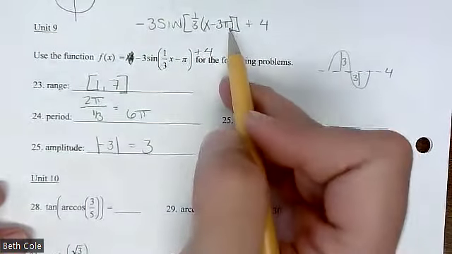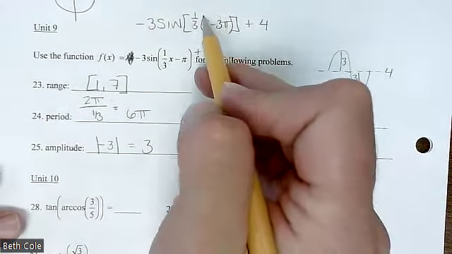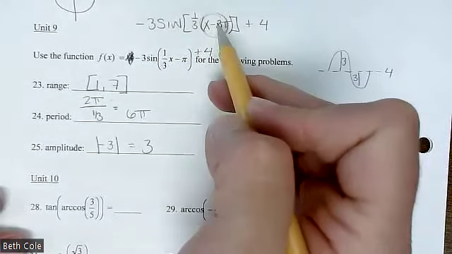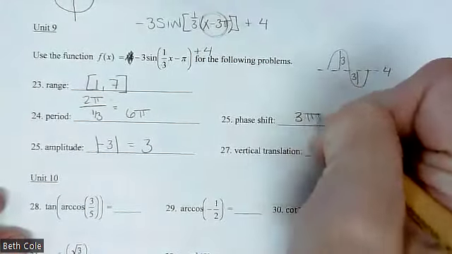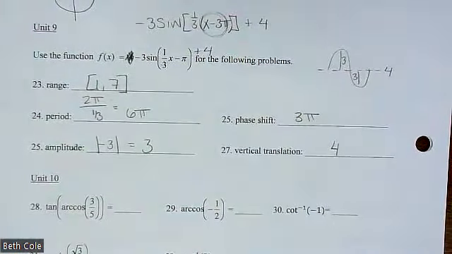And then phase shift, again, that's the only thing you really need to factor for. You're looking at the factored version. It went right 3 pi. So again, if you feel like you can't factor it, that's the only thing you won't be able to answer. You'll be able to get the rest of it.